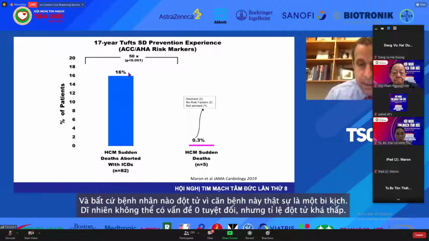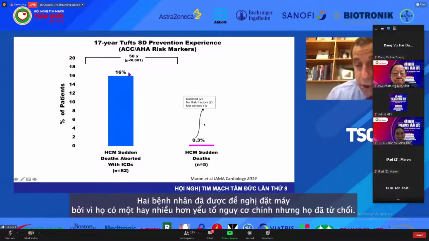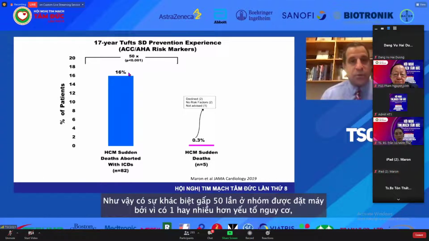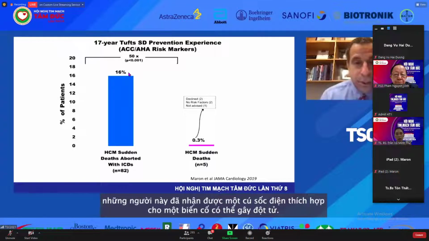Any patient that dies suddenly in this disease is a tragedy. There's absolutely zero question about that, of course. But the sudden death event rates were low. 2 patients were actually offered devices because they did have one or more of the major risk markers, but they declined. 2 were no risk factor patients, and 1 was not advised. So a 50-fold difference between those that were implanted because of one or more risk markers, who experienced an appropriate shock for what would potentially have been a life-threatening sudden death event.